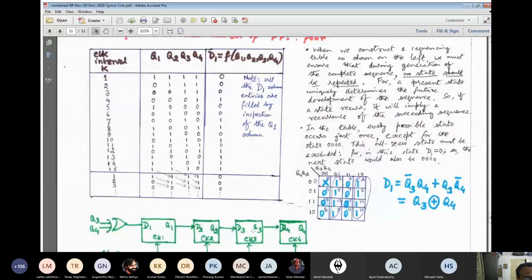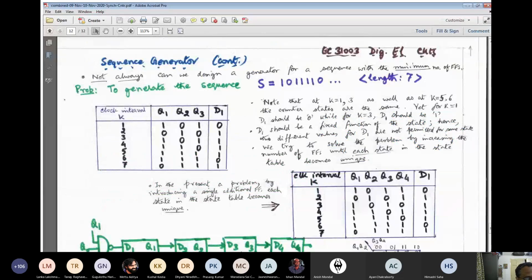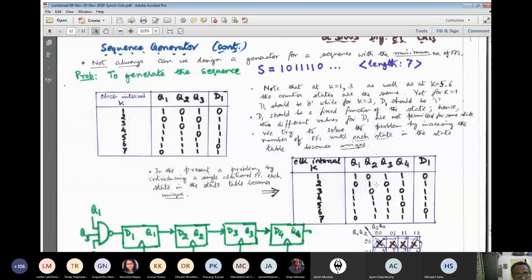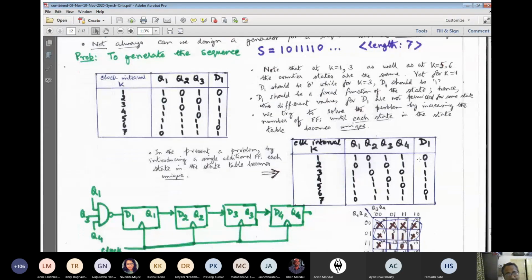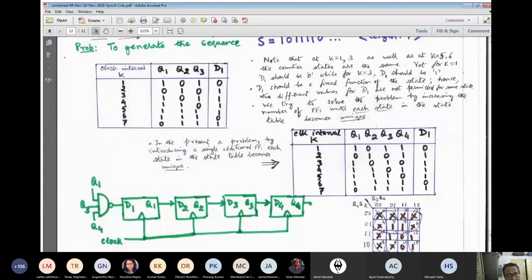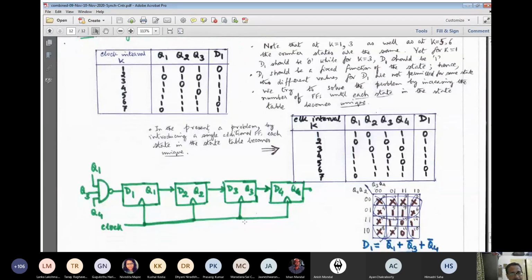But in the second example, although it is a sequence of length 7 and you require at least 3 flip-flops, I find that at 2 occasions 2 states recur. 1, 0, 1 will recur at k equal to 1, k equal to 3, k equal to 5, and k equal to 3, all ones recur. This means we are unable to design using 3 flip-flops. Increase the number of flip-flops from 3 to 4. Then I find that all the 7 states are distinct. So I have to draw a 4-variable Karnaugh map and solve for D1. I find that 9 states are unused. Fill them up with don't cares, design it, get it. Okay, that's all.